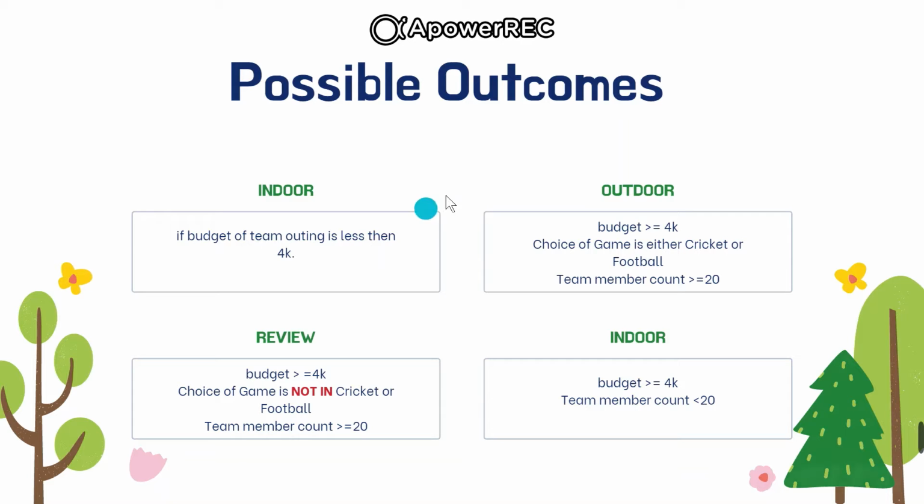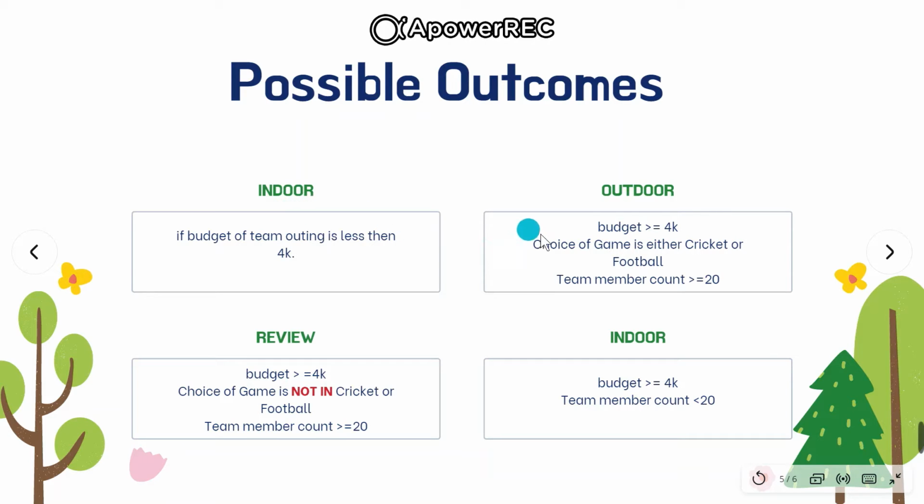Now, for the possible outcomes based upon the different scenarios or business rules, we are going to discuss these four scenarios. Let's say if the budget of the team is less than 4,000, then we will have an output of indoor.